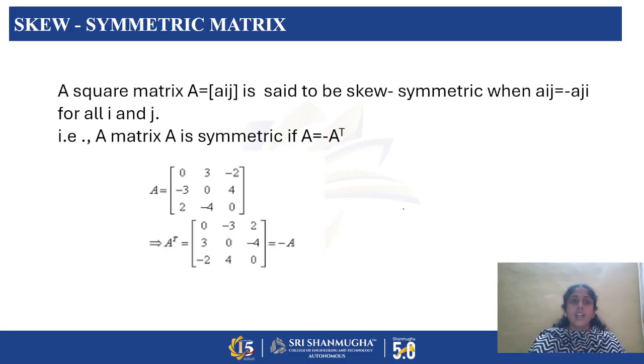Skew symmetric matrix. When do we say a matrix is skew symmetric? When A equals minus A transpose. That is, with the help of the matrix A, if I find A transpose and all the elements of A transpose have a minus sign, we say that it is a skew symmetric matrix.